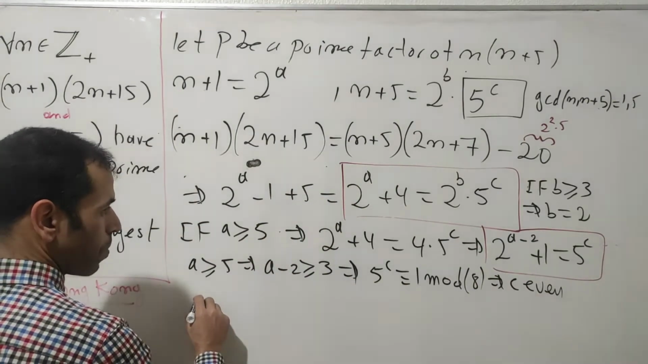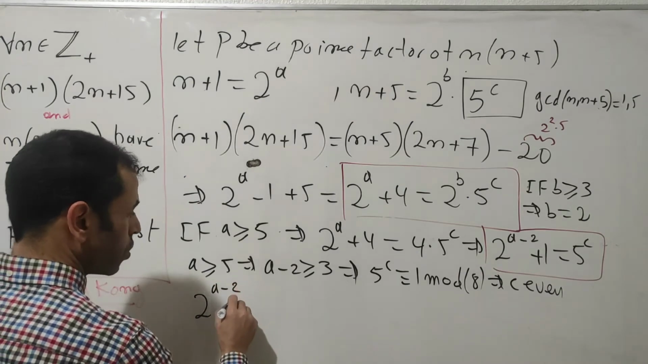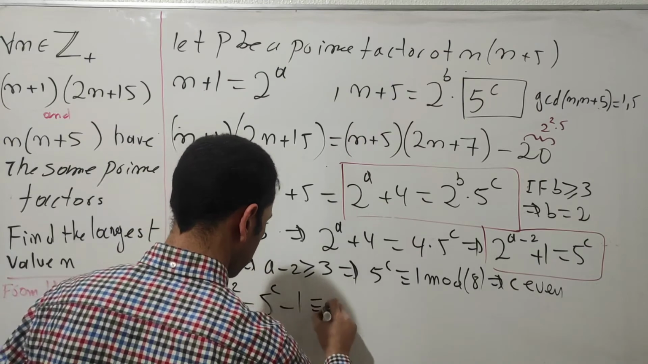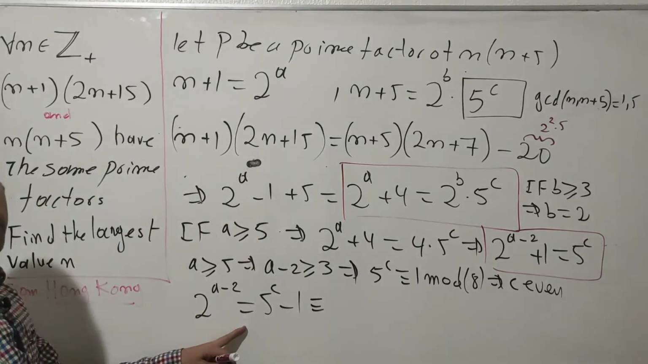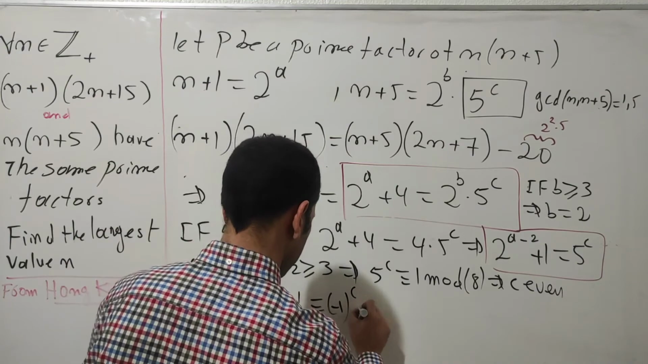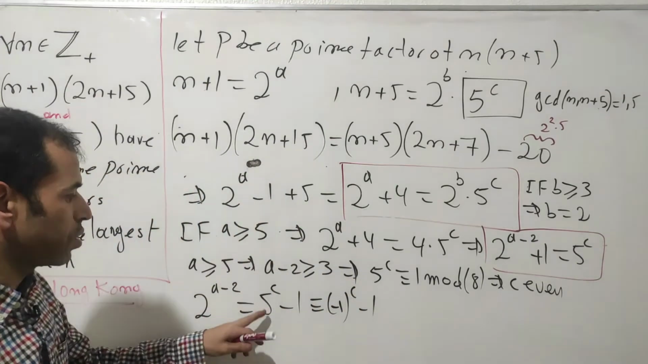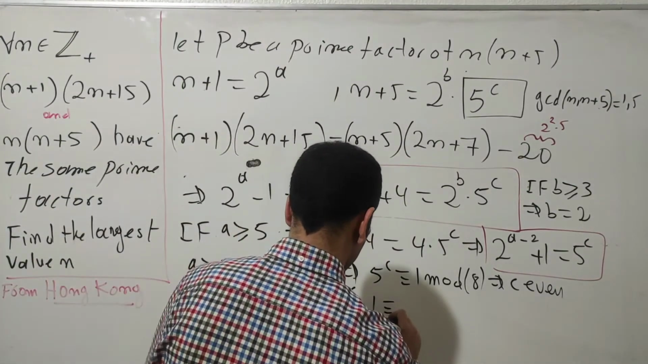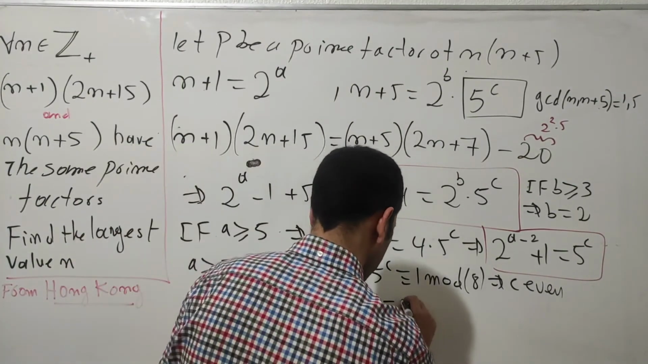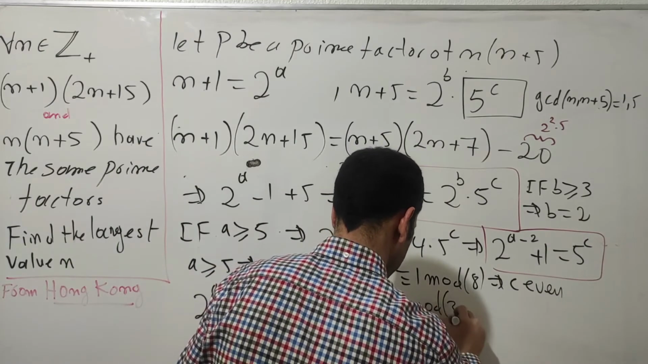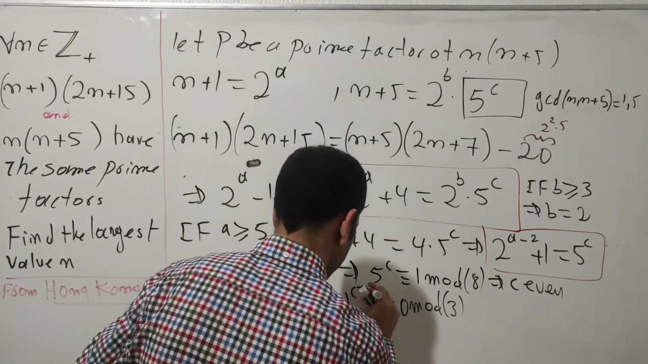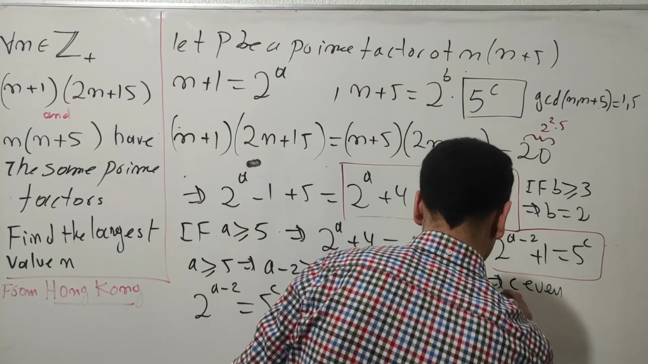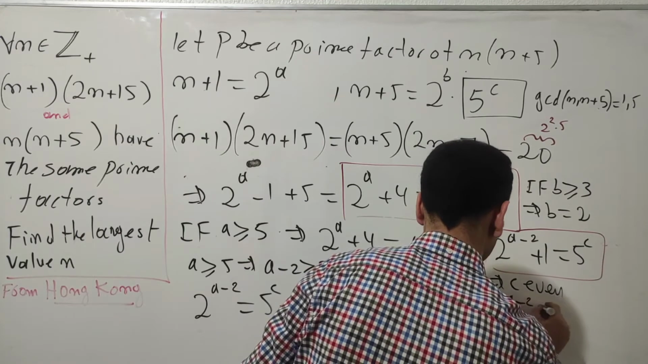So we get 2 to the a minus 2, which equals 5 to the c minus 1. If I reduce this one mod 3, I get minus 1 to the c minus 1, because 5 equals 6 minus 1. Okay, 6 is divisible by 3. So if c is even, I get 0 here, 0 mod 3. Okay, c is even, which means 3 divides 2 to the a minus 2, which is impossible.